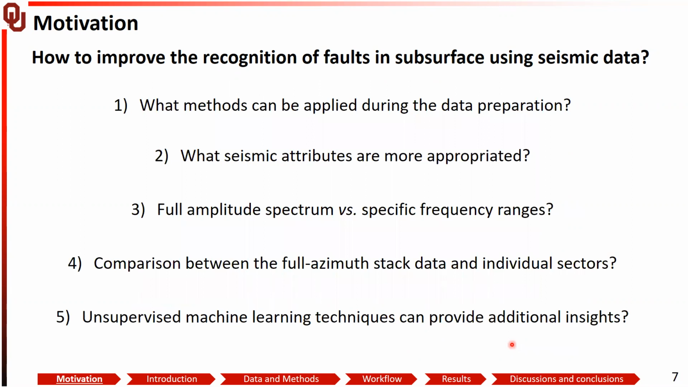And I decided to break this major objective into minor questions. For example, what methods can be applied during the data preparation? What seismic attributes are more appropriate? Is it better to use the full amplitude spectrum or specific frequency ranges? In addition, if we consider the impact of different azimuths, what observations can we obtain? And finally, considering the different numbers of inputs and different types of attributes that I tested, I used the PCA and SOM, 2 unsupervised machine learning techniques, to see if I can get additional insights for the interpretation.